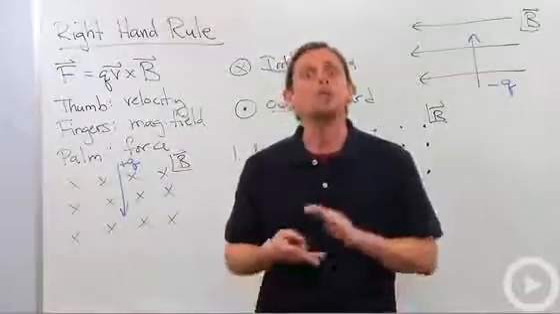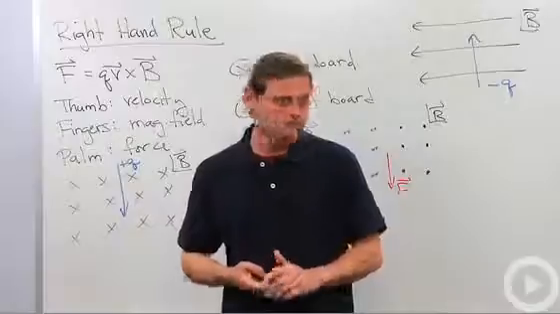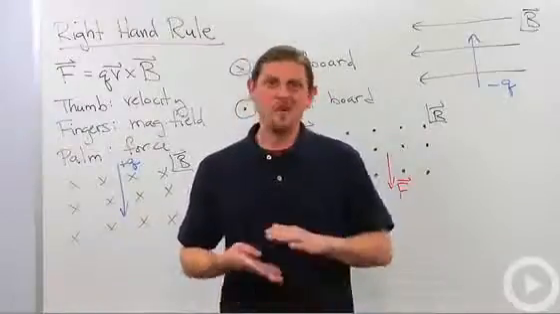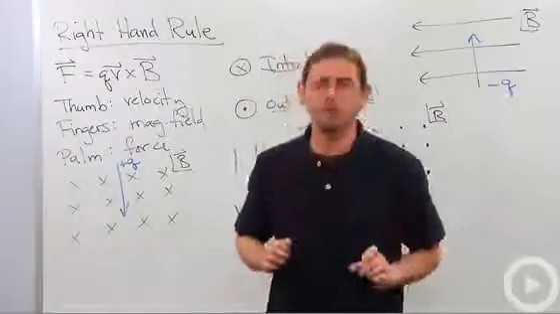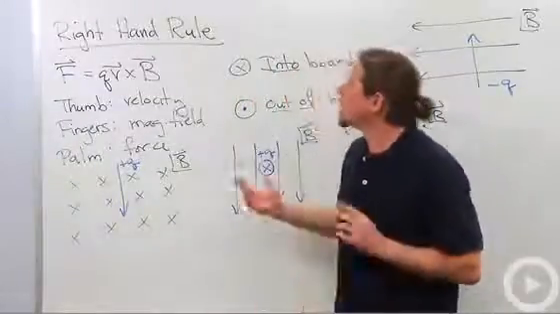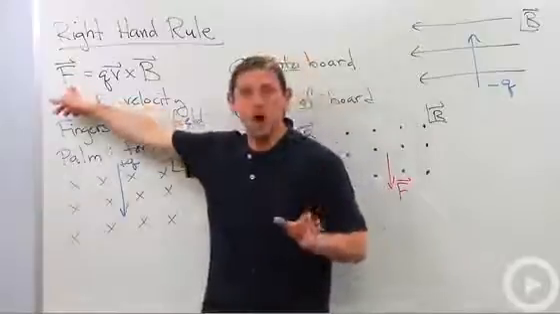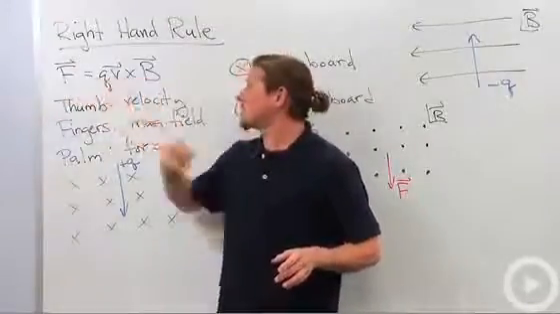And I'll show you 3 different right-hand rules. Actually kind of 4, but really 3 are the same and then one's a little different. Let's go through it and just see how it works. All right, so we start off with the Lorentz force law, F equals QV cross B.